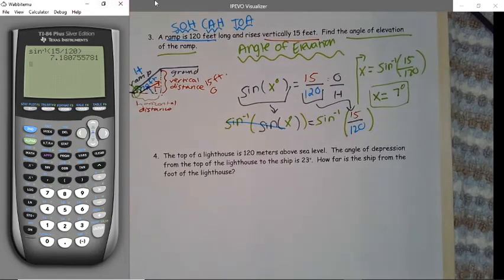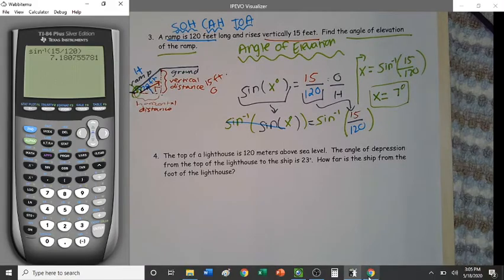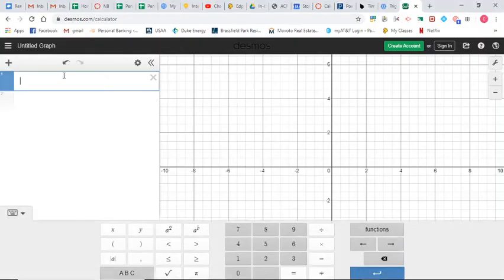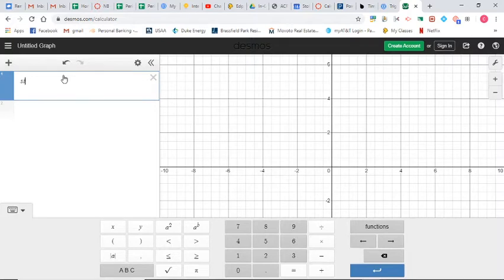And again, you can also type this on Desmos.com. So real quickly, I'll show you that. I'm just going to type it in. So I'm going to type sine. I'm going to raise it to the -1 power, even though that's not really what I'm doing, but I'm going to write the inverse symbol. And then I'm going to type 15 over 120. And look at that. We get the same thing, 7 degrees.